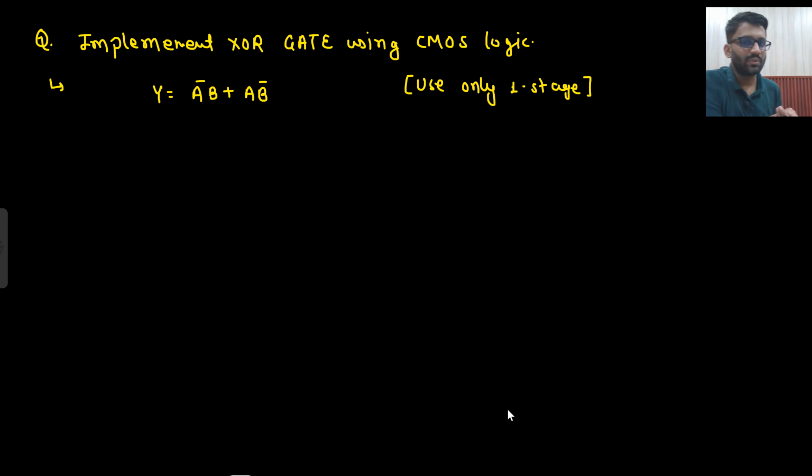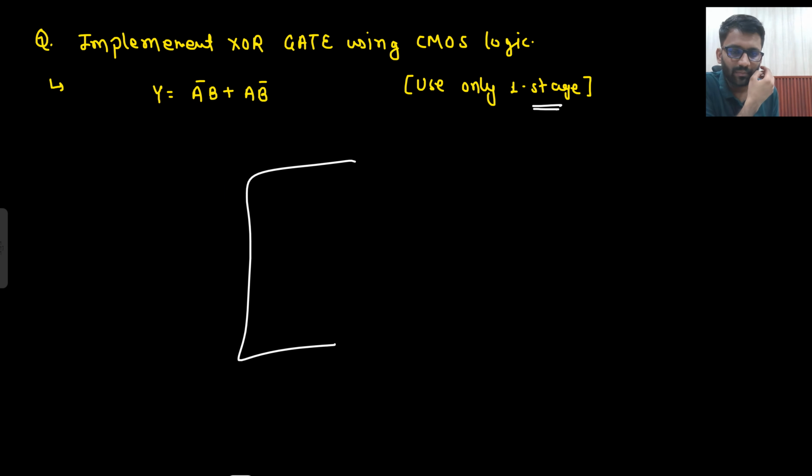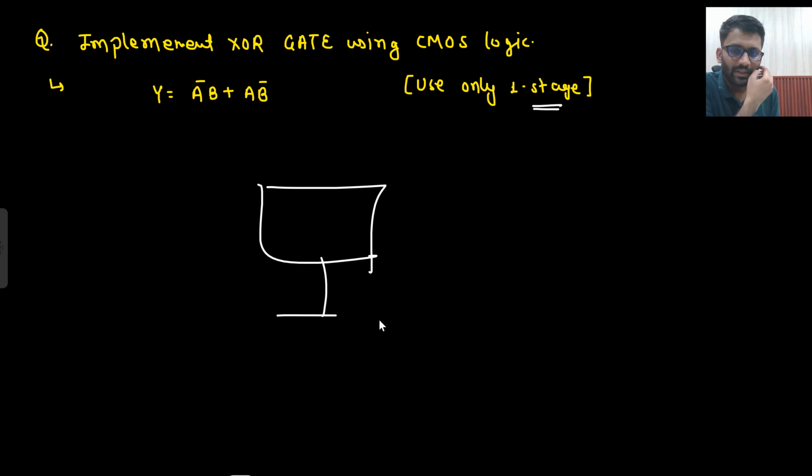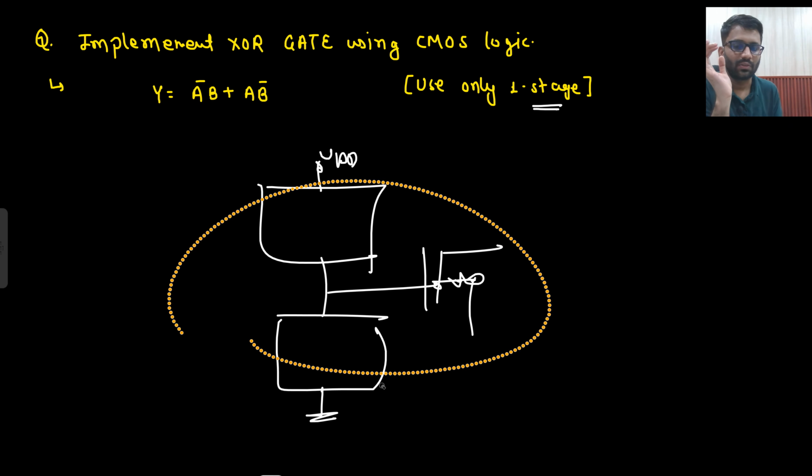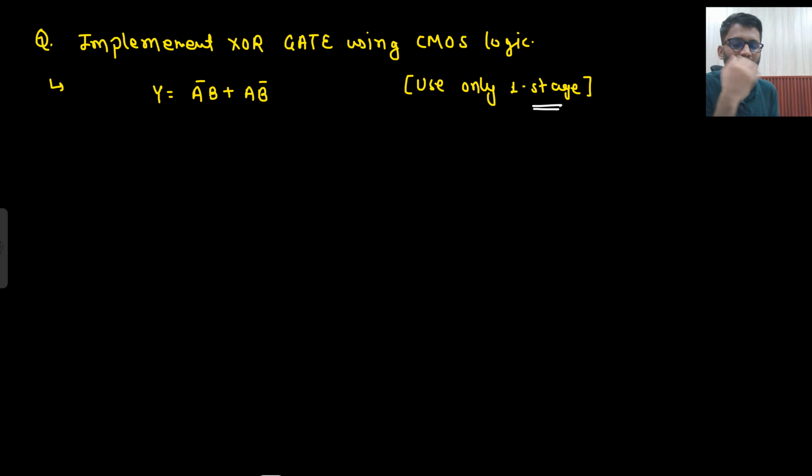Implement XOR gate using CMOS logic. So this is the expression of XOR gate that we know: A bar into B plus AB bar. And they are saying use only one stage. You only have to use one stage. That means in one stage only, basically, pull up network will be there, pull down network will be there, and this will be your output, this will be your ground, this will be your supply. So in one network only you need to do it. You cannot use any other stage. So this is what they are asking, use only one stage.